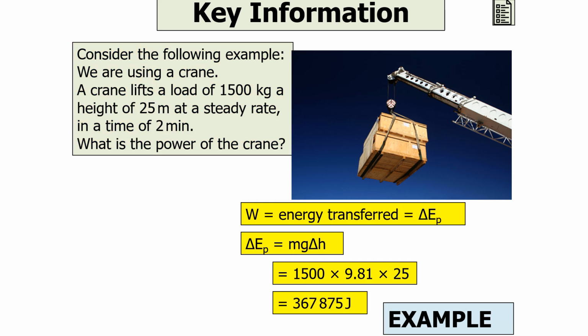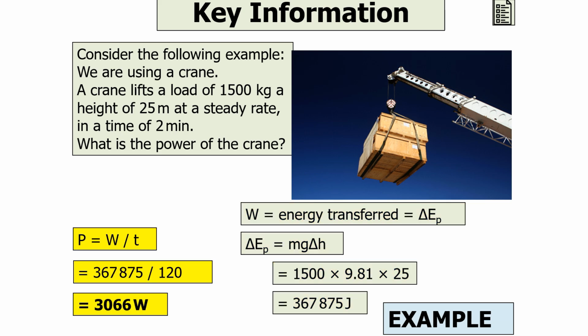Well, we know the work done is the energy transferred, which is mg delta h, because we're looking at potential energy. So therefore it's 1500 times 9.81 times 25. So therefore it is 367,875 joules. We can then use this to work out the power of the crane by doing power is equal to work done over time. So there's 367,875 over 120 minutes into seconds. So therefore it's 3066 watts.